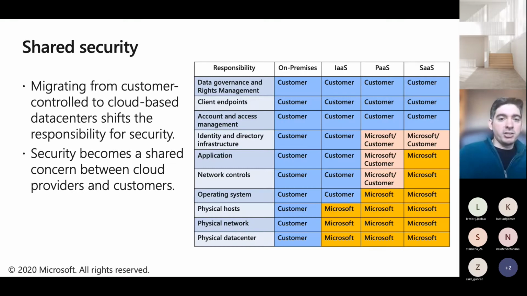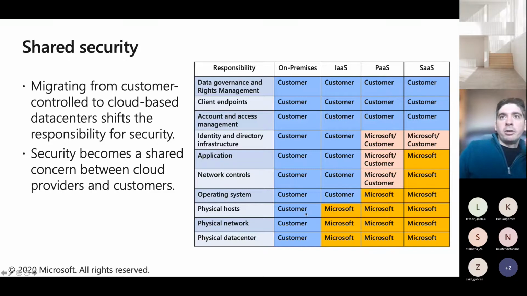So in a shared security system, there's sort of this migration from customer controlled to cloud-based data centers, and that shifts the responsibility of security. So if you've got on-premises, so a server farm that you maintain, you're going to be running that here, and that's all down to you in terms of the customer or the user being responsible for all of these different things.